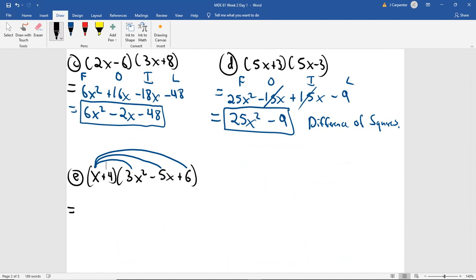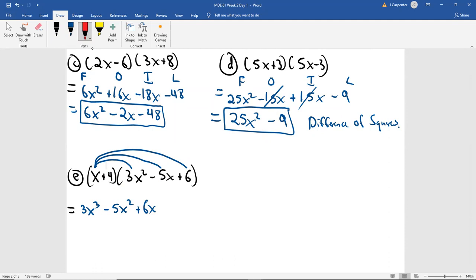So this will be x times 3x squared, which will be 3x to the 3rd. Then x times the negative 5x, which will be minus 5x squared. Then x times 6 would be a plus 6x.